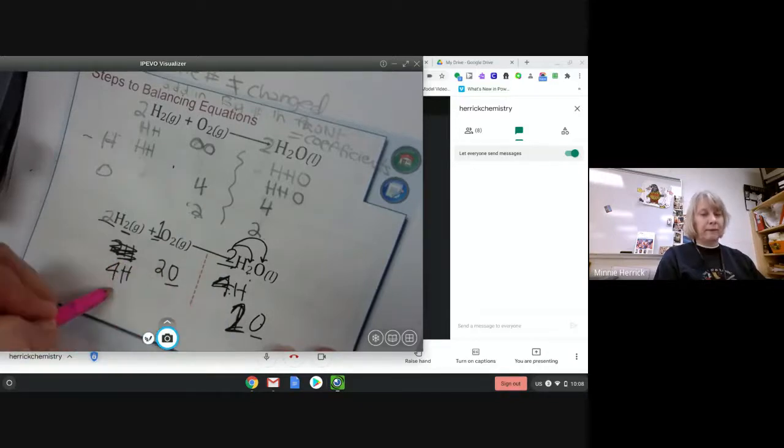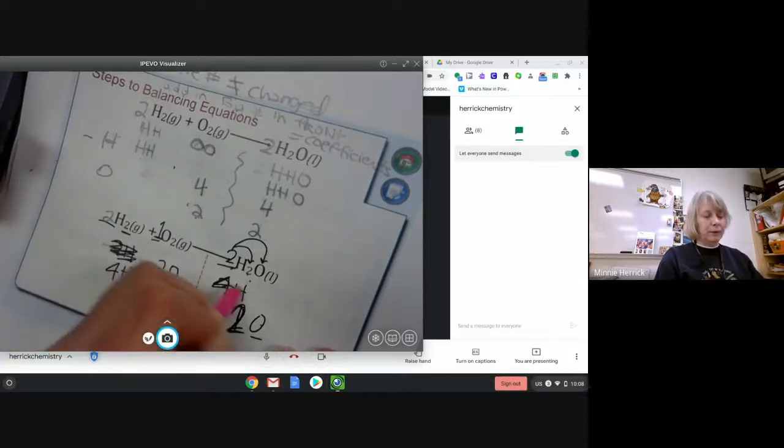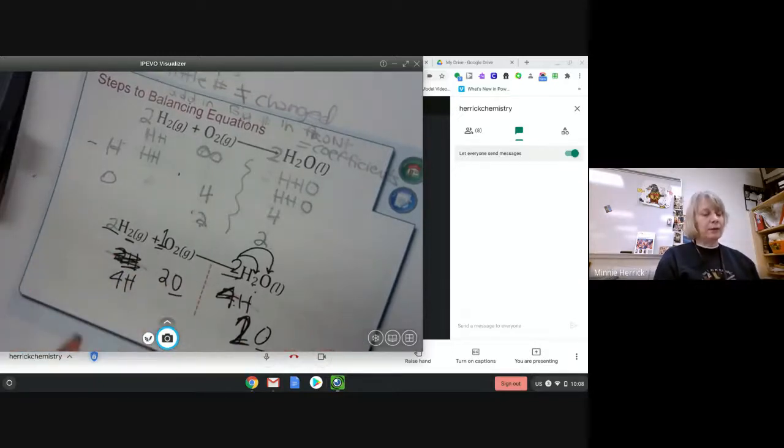It's another way of doing it. You could just put the numbers below each one, and then you're going to change numbers a lot to equal things out. So I know it can be a little frustrating.